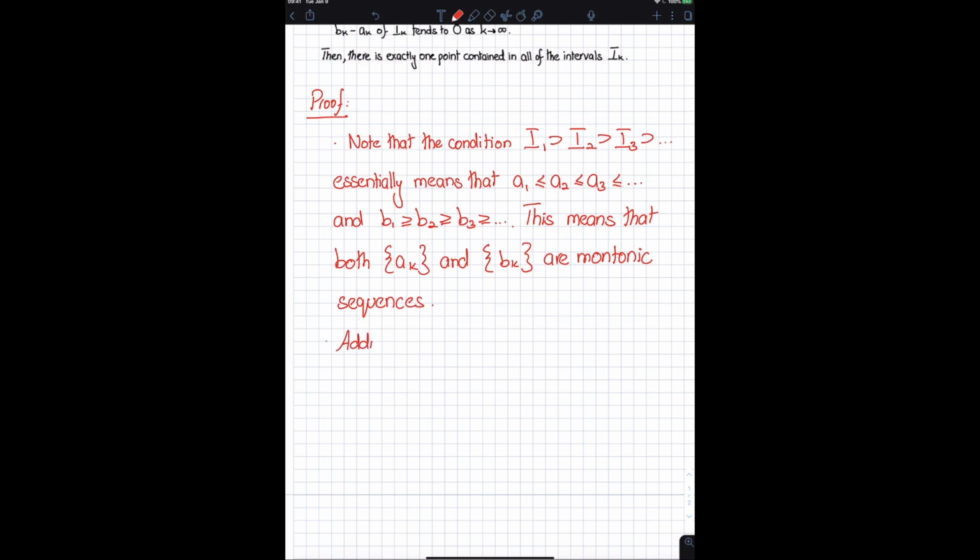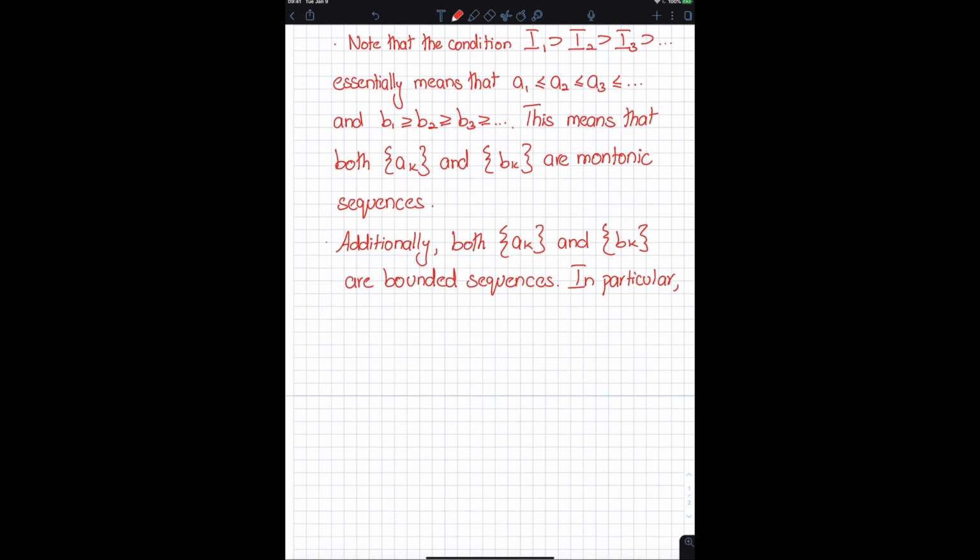Additionally, both a_k and b_k are bounded sequences. In particular, for all k in the set of natural numbers, a1 is less than or equal to a_k, which is less than or equal to b1. In fact, I'm just going to write it out this way: both b_k and a_k are contained inside a1 and b1, or they're sandwiched between a1 and b1.